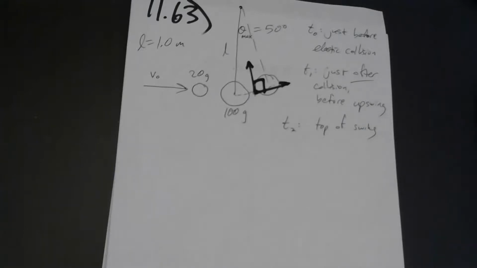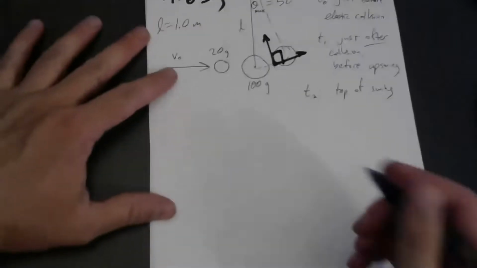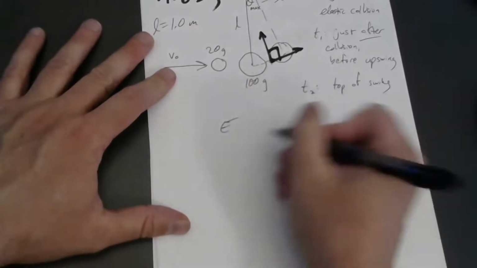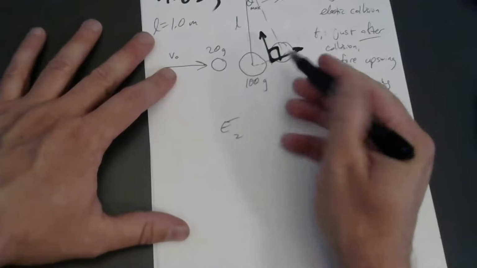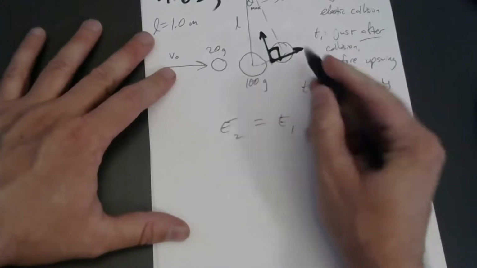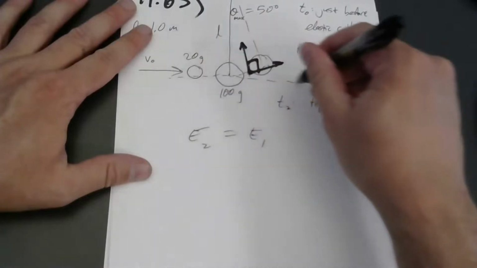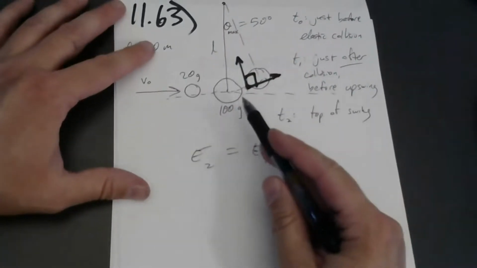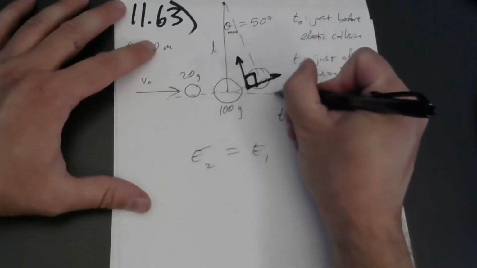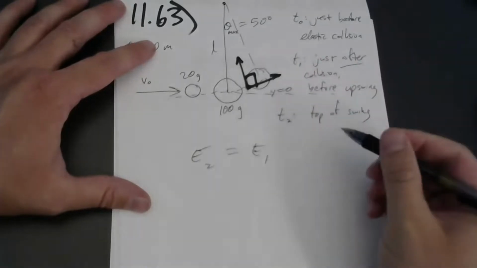That's a conservative force, so we can argue that mechanical energy is conserved. So I'm just going to use capital E, not E sub mech. I'll say that the total mechanical energy at time 2, when it's at the top, has to be the same as the energy at time 1 when it's at the bottom of the swing. Let's go ahead and put the origin at the bottommost point for the large mass. I'll say this is y equals 0.